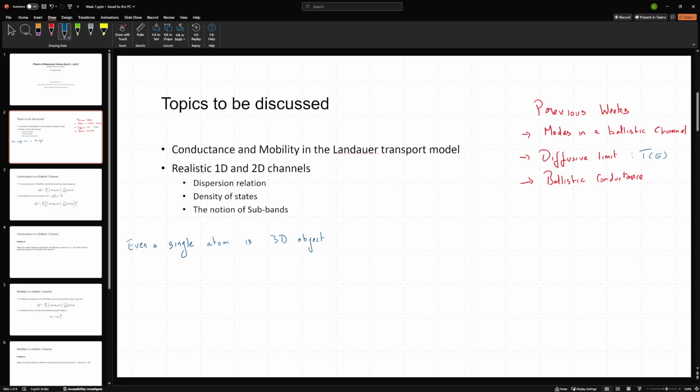But here we shall see what the actual effect is when I take a material and I treat it as a 2D material or a 1D material, a 1D channel. Then what are the other features that will show up, and what are the things that I should consider while using such devices? And in that, we shall derive the dispersion relation of these realistic channels. We shall also briefly look at the density of states, and then through that, we shall try to arrive at the notion of subbands.